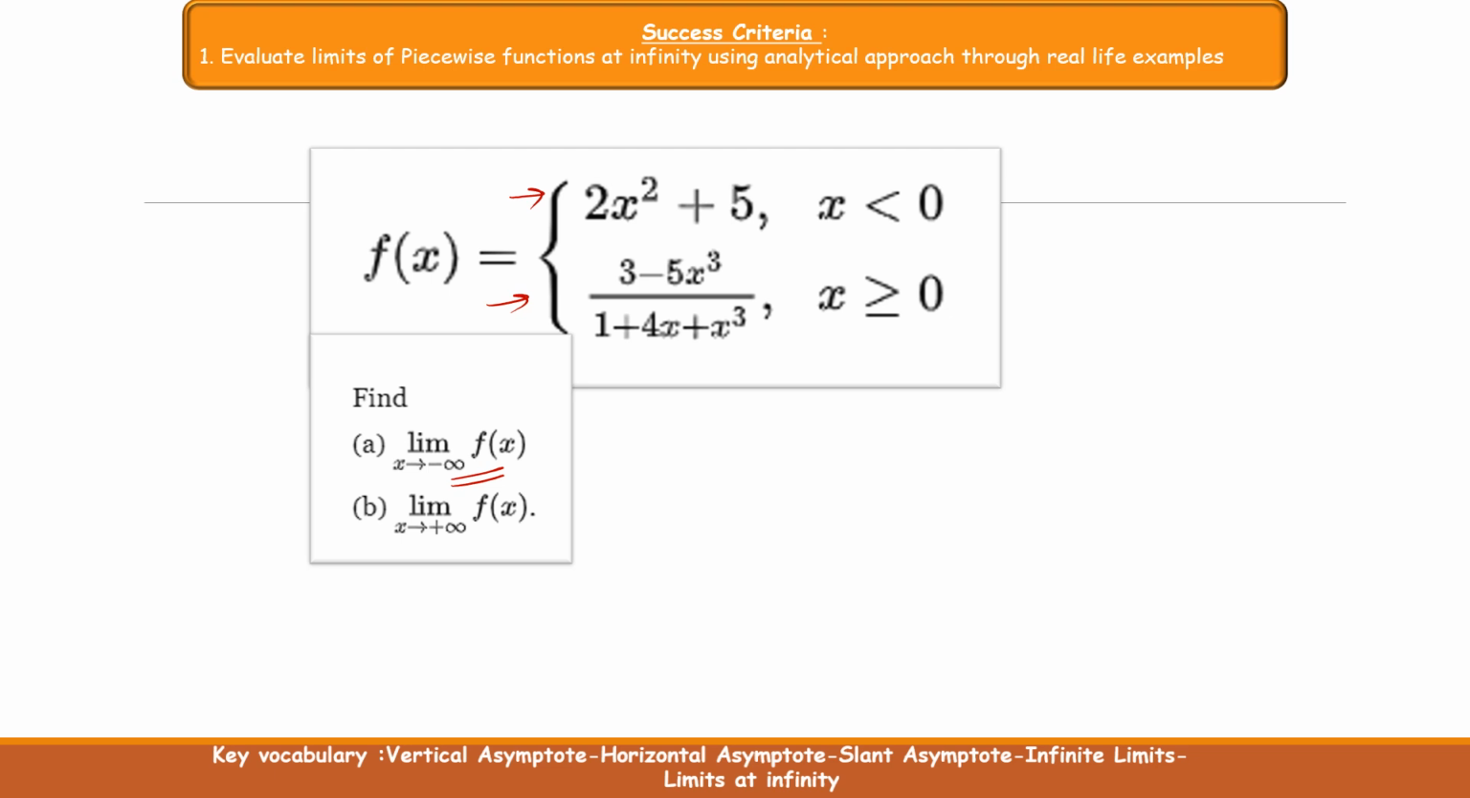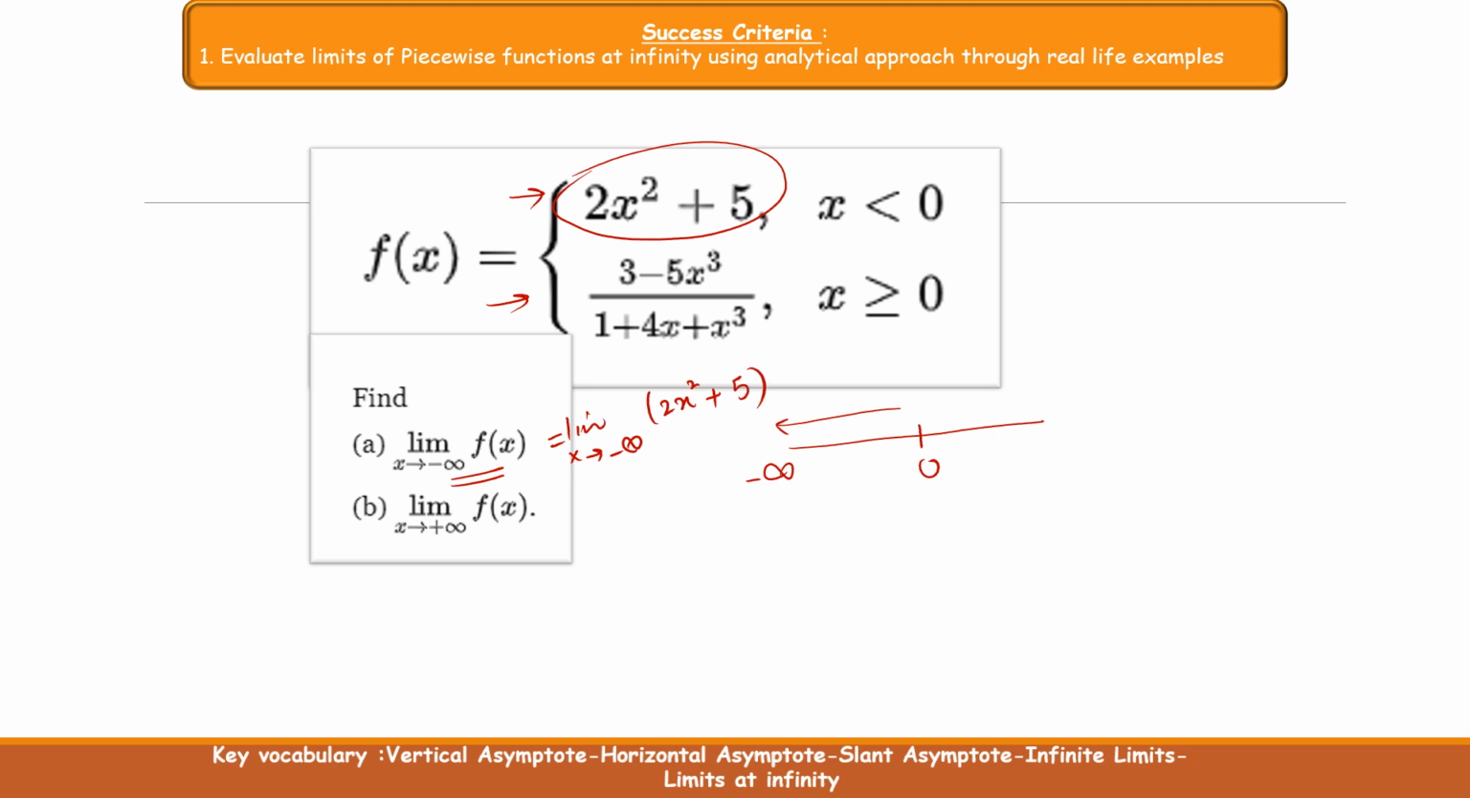Okay, limit as x approaches negative infinity. If we look here, this is the zero, right? So all the numbers that are going over here, on the left hand side, are reaching negative infinity. So for that reason, we will take this equation. I am writing here: limit as x approaches negative infinity of 2x squared plus 5.